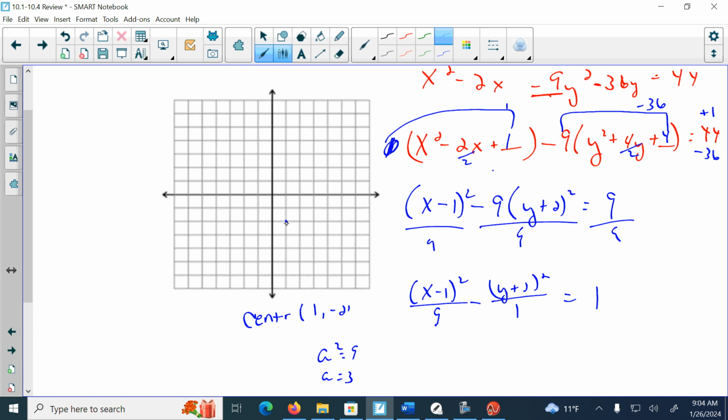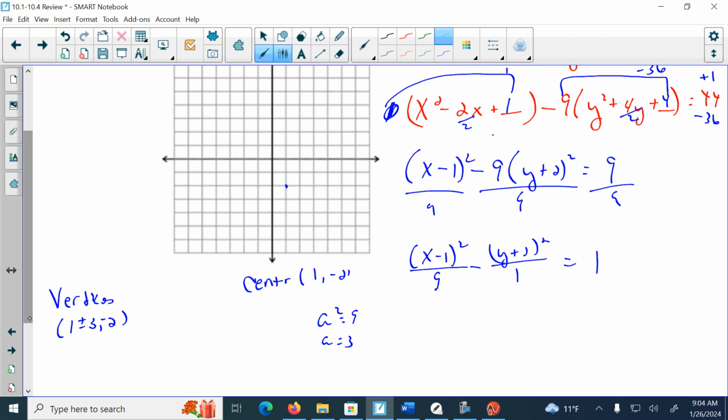So I'm going to do my vertices, and I only have one set. I'm going to add that 3 to my x coordinate and leave my y coordinate alone. So I'm going to have 4, -2, and -2, -2. Those are my major vertices. It's bigger. Let's see the foci.